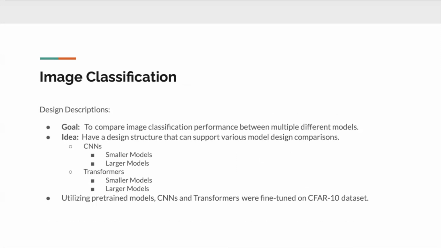Our idea was to have a structure that could support the various model comparisons. So we chose CNNs, convolutional neural networks, and transformers to be comparisons, looking at the difference between smaller models versus larger models. Utilizing pre-trained models, CNNs and transformers were fine-tuned on the CIFAR-10 dataset, and we utilized pre-trained models in order to save time.